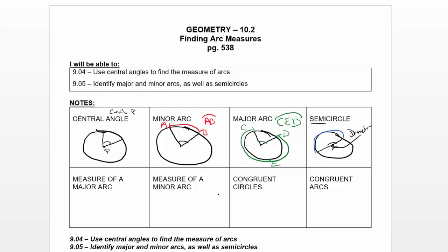To measure an arc, we measure arcs using degrees. And the measure of an arc, or of a minor arc, is the measure of the central angle that is intercepting or making this. It's the measure of the central angle.